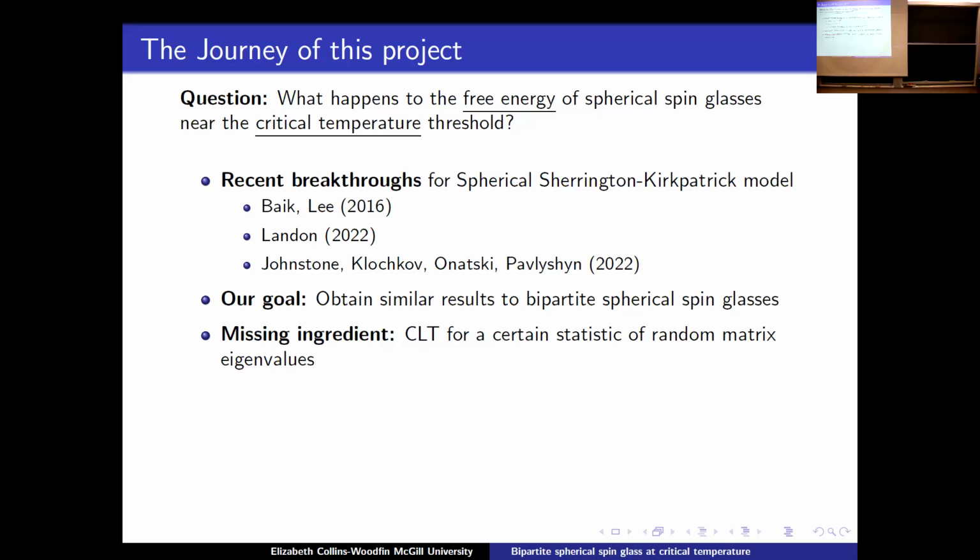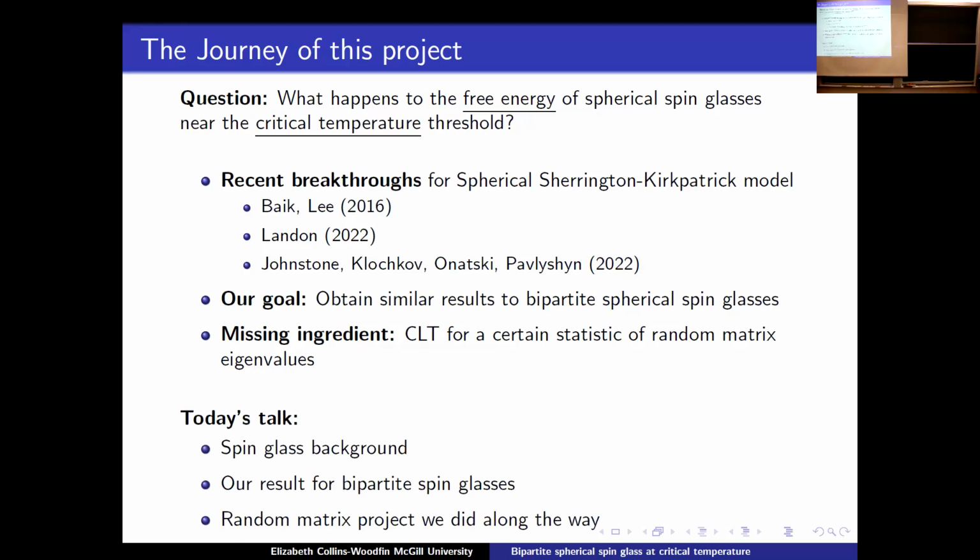But what I wanted to mention up front is that when we try to do this analysis on the spin glasses, there was a missing ingredient that we needed, which was a certain statistic for random matrix eigenvalues, and that wasn't in the literature when we started working on the spin glass project. And so we took a detour to prove this CLT, and that'll be what I talk about in the second half. So it's two different projects. I'll start with some background, then go into the results for the bipartite spin glasses, and finally this random matrix project that we did along the way.